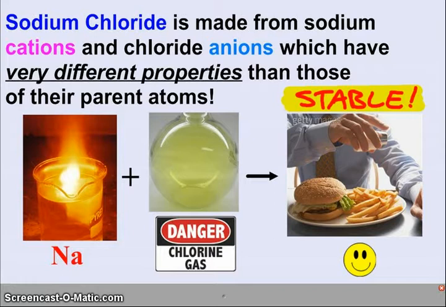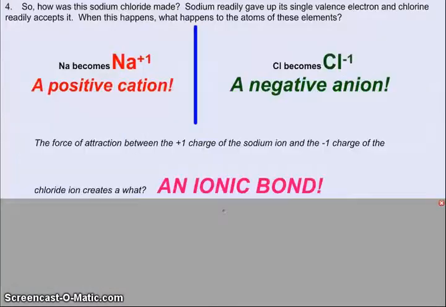So why is that so? You see there, because the sodium chloride is made from sodium cations and chloride anions, and they are much different than sodium atoms and chlorine atoms. And that ionic compound, sodium chloride, is much more stable and not as destructive to us whatsoever.